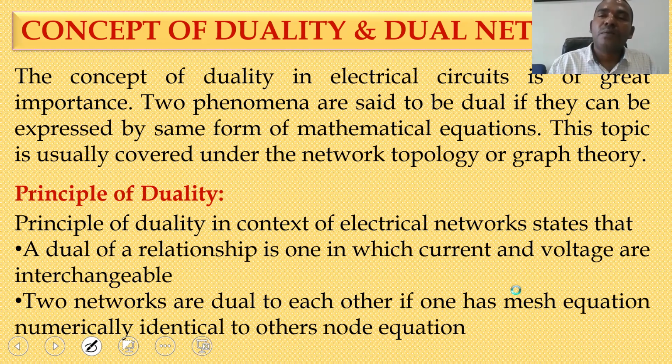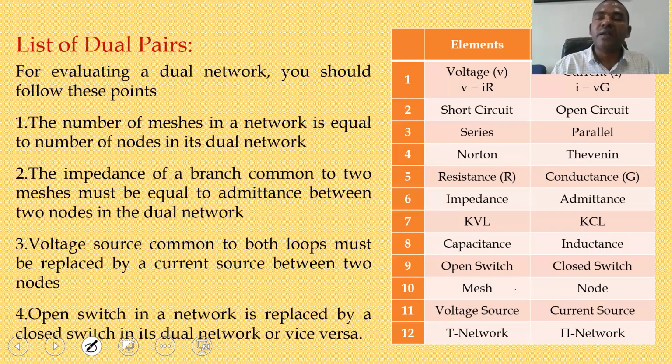Now coming to the dual networks. What are the dual pairs in electrical elements? Voltage source is dual with current, and current is also dual with voltage. Voltage by Ohm's law is V equal to IR; current by Ohm's law is I equal to V into G. Short circuit is dual with open circuit. Series connection is dual with parallel connection. Norton's theorem is dual with Thevenin's theorem, because it is source transformation only.